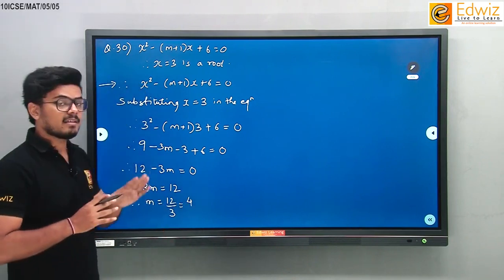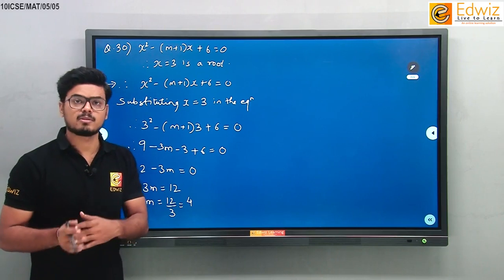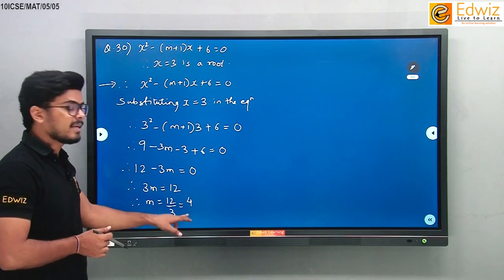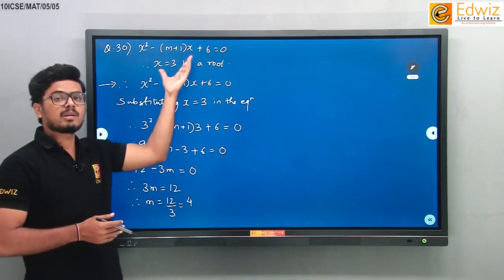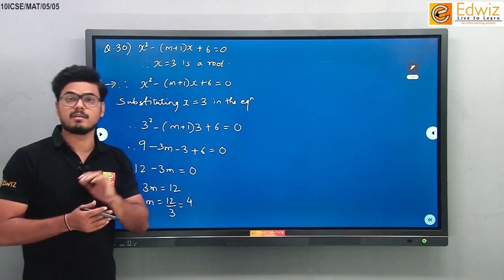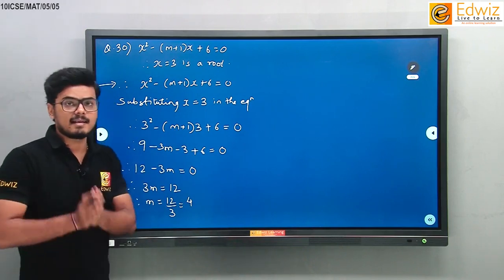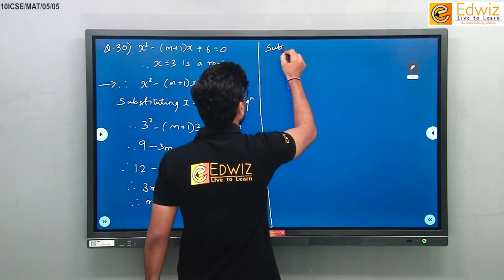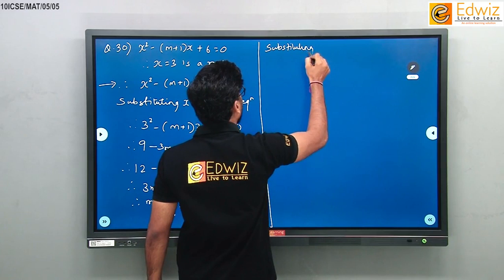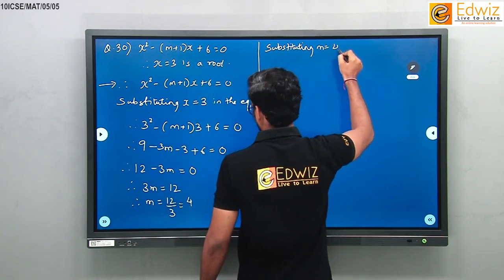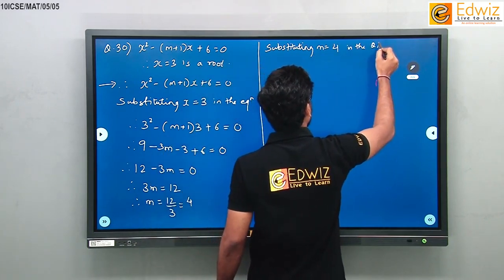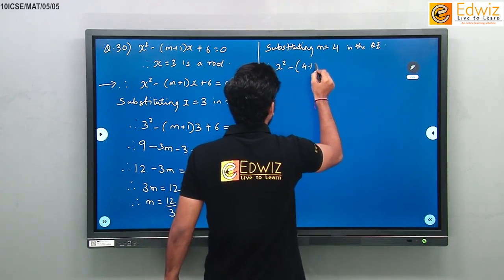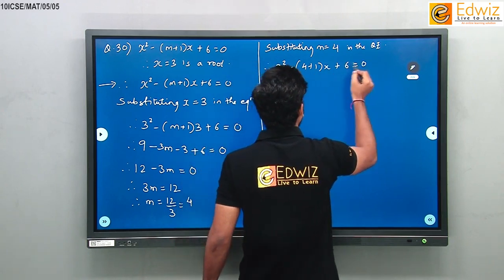Once we get the value of m, the second part of this question is to find the other root of the equation. So how do you do that? It's very simple. Take the value of m and solve the quadratic equation by the factorization method, which we have been doing throughout the entire exercise. So substituting m equals 4 in the quadratic equation, what will our equation now become? x square minus (4 plus 1) into x plus 6 equal to 0.